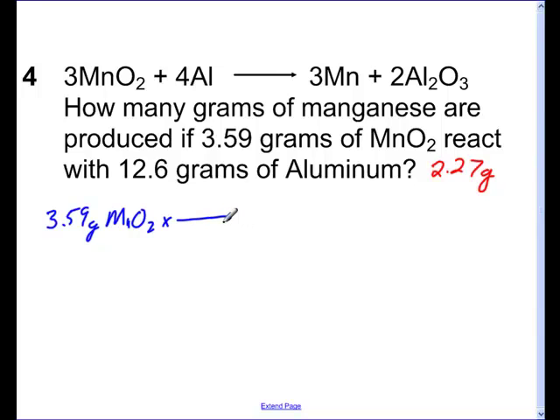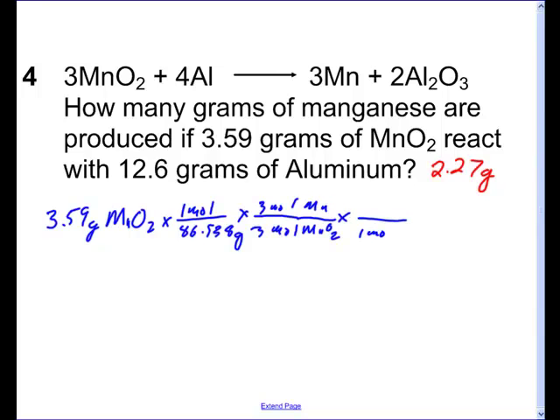I'm going to convert my grams to moles. 86.938 grams is 1 mole. Here, let me slow down: 1 mole of MnO2 to 1 mole of Mn. Okay. 1 mole of Mn happens to weigh 54.938 grams, and that equals 2.27 grams. Now again, we got to do the other one just to make sure.